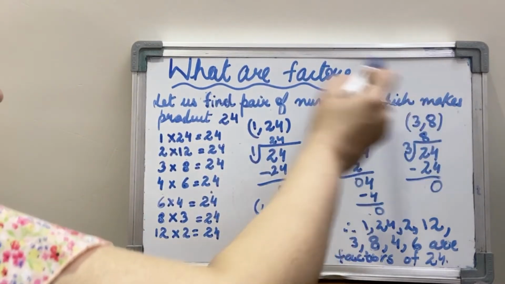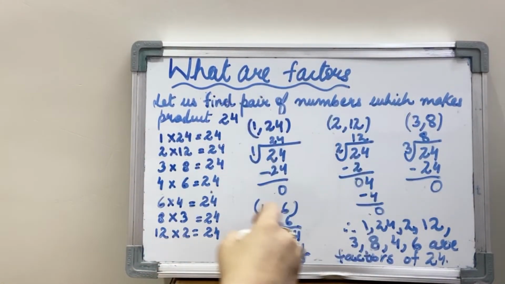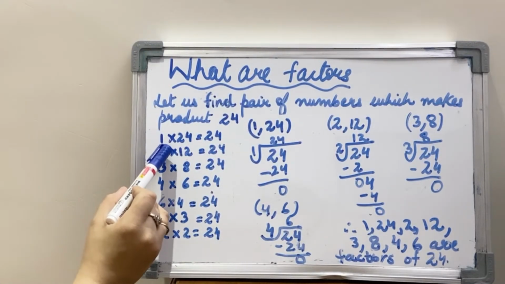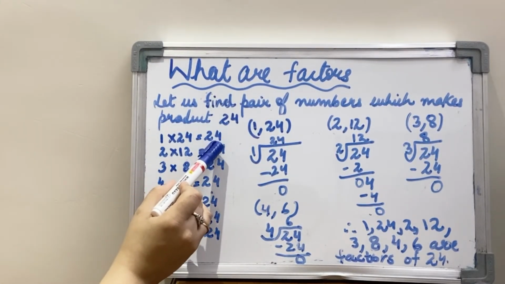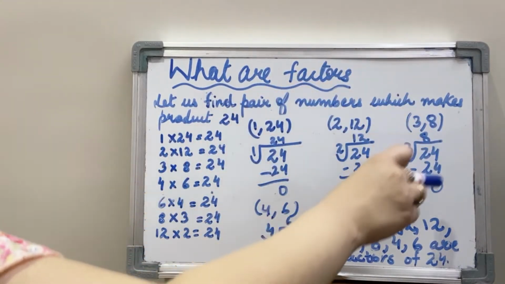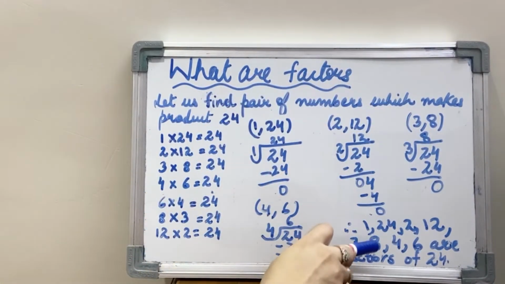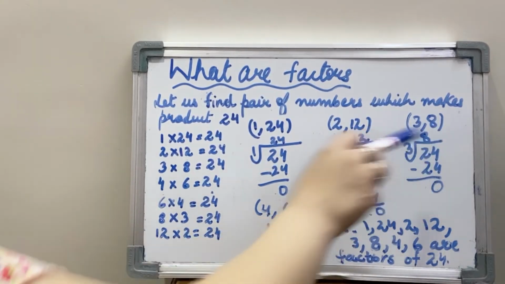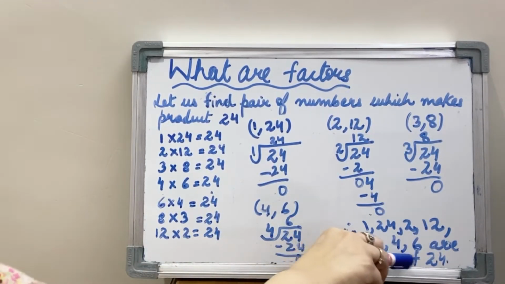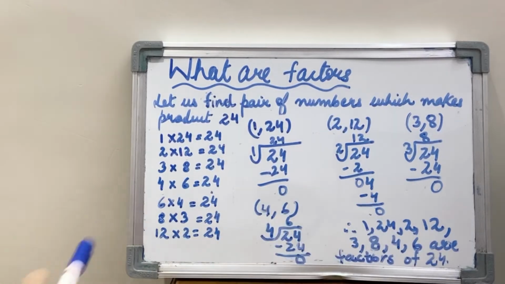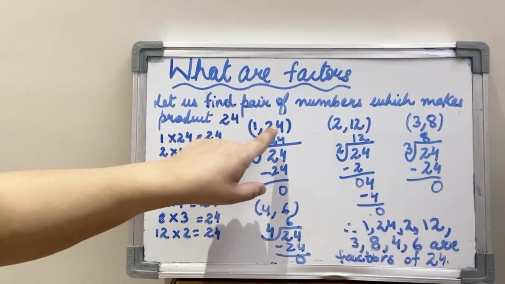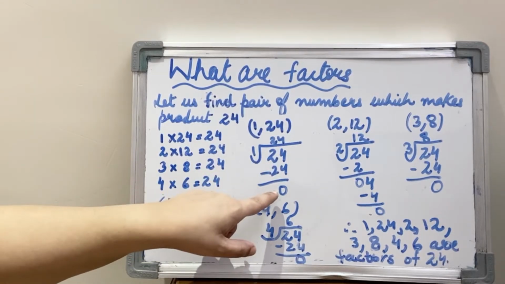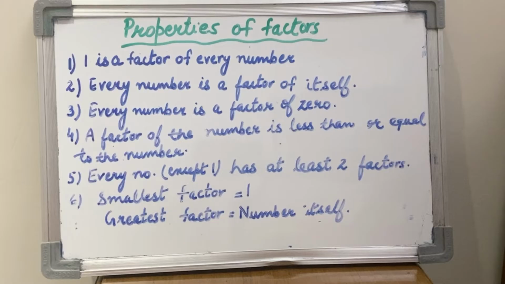So these numbers are exactly dividing 24 and they are multiplying in such a way that they are giving me product 24. So these are the factors of 24. 1, 24, 2, 12, 3, 8, 4, 6 are factors of 24. You can see that 1 and the number itself will always be a factor, and we leave remainder 0.